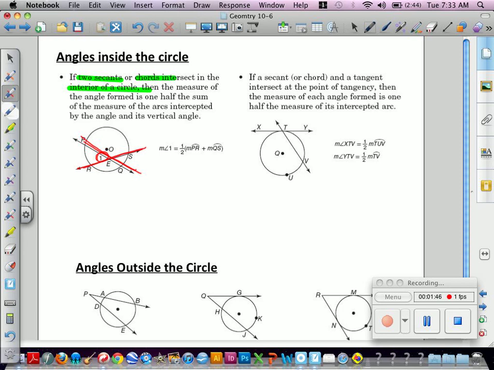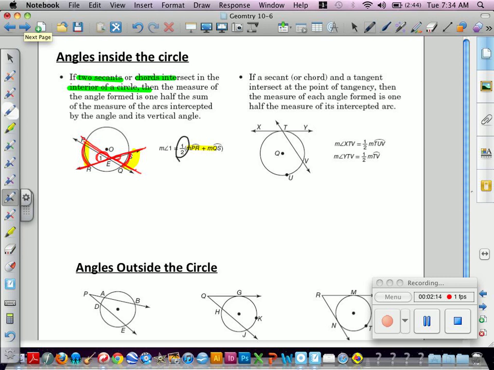See angle 1 here? PR is created by angle 1, and then I have vertical angles. So SQ is also created by angle 1. So to find angle 1, you're going to add the 2 arc angles that are created by it, which is PR and SQ, and then they say multiply by a half, or you could divide by 2.